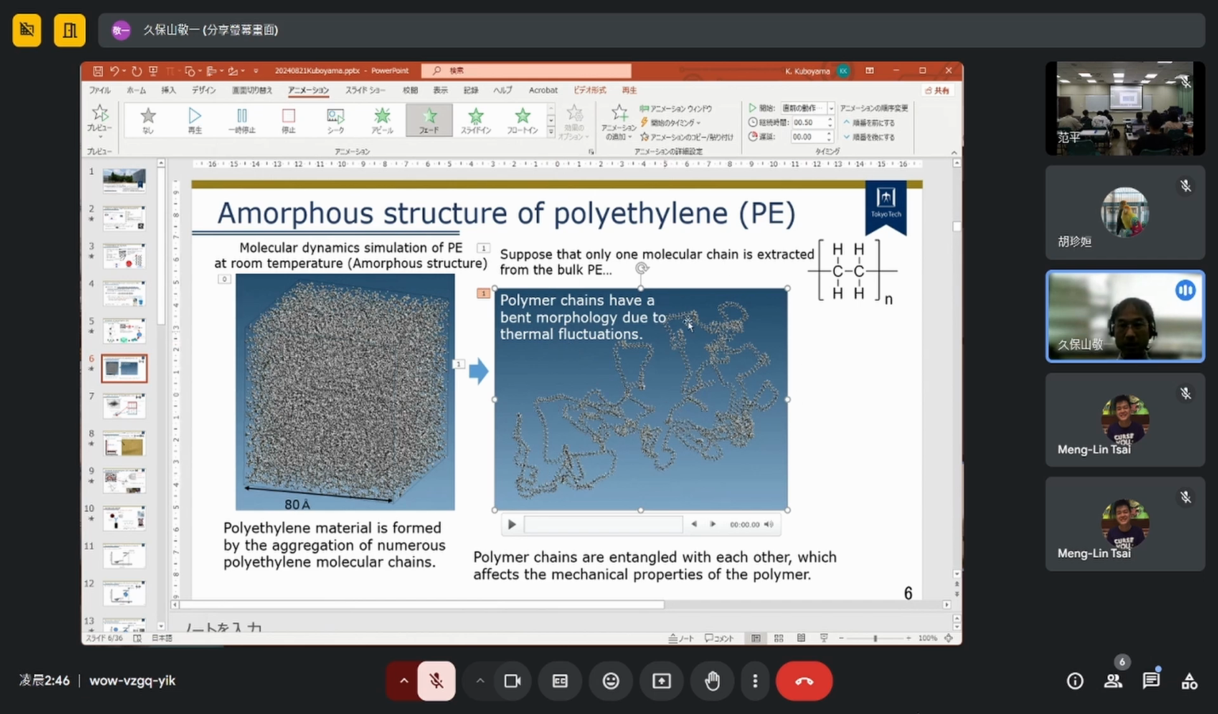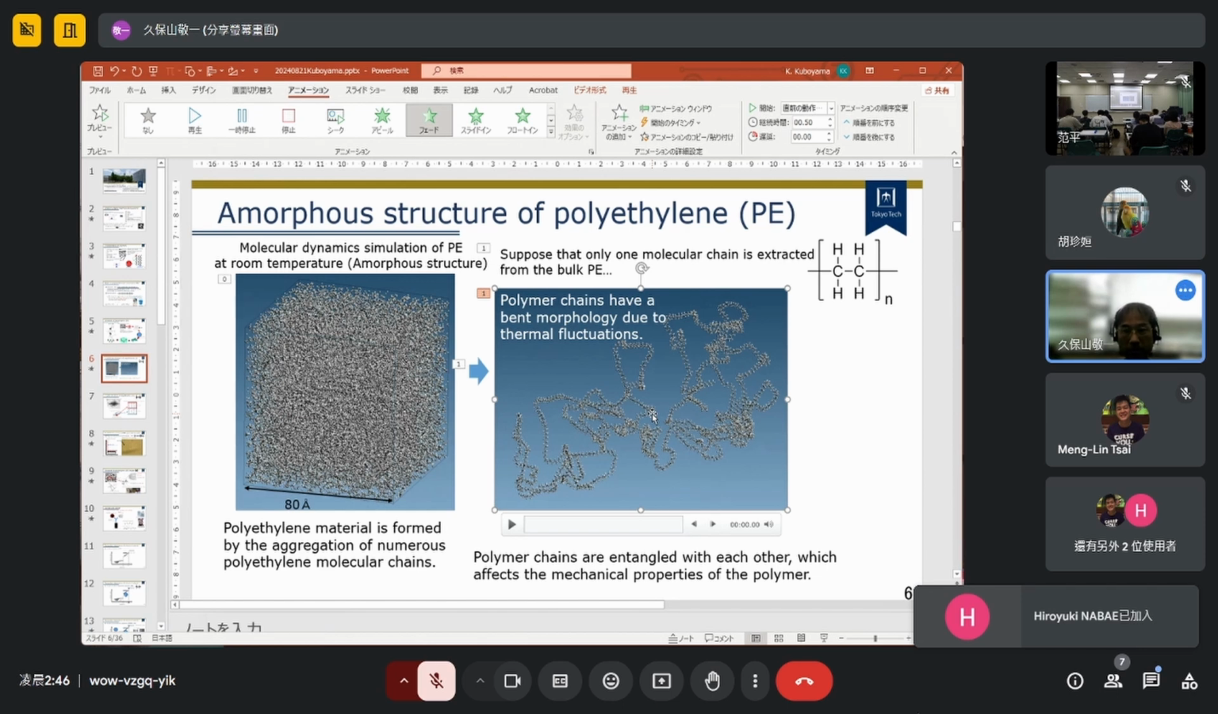As you can see, the molecular chain of polyethylene is bent at many points and forms a random coil shape. In the bulk state, these molecular chains overlap each other and entangle each other. Such entanglement between the molecules is also important for the mechanical property of the polymers.